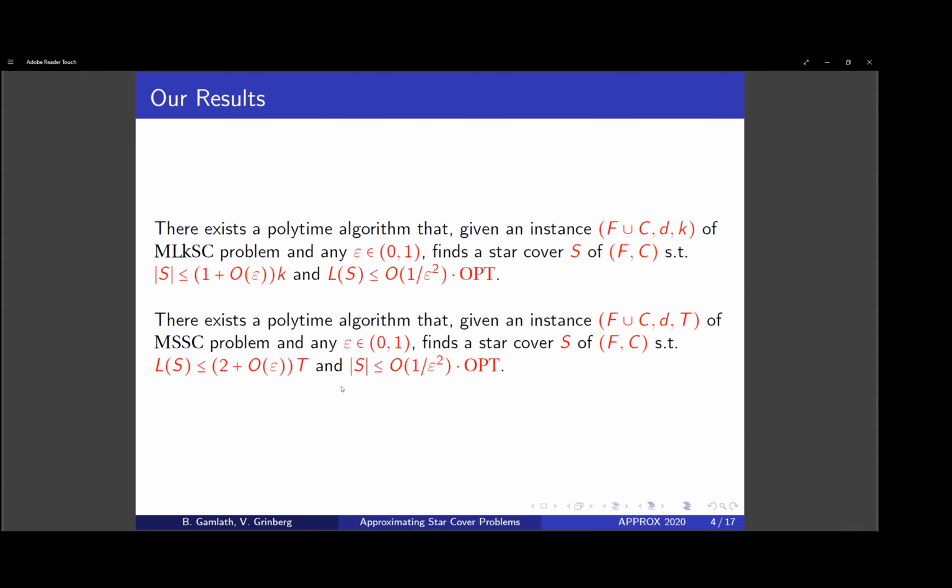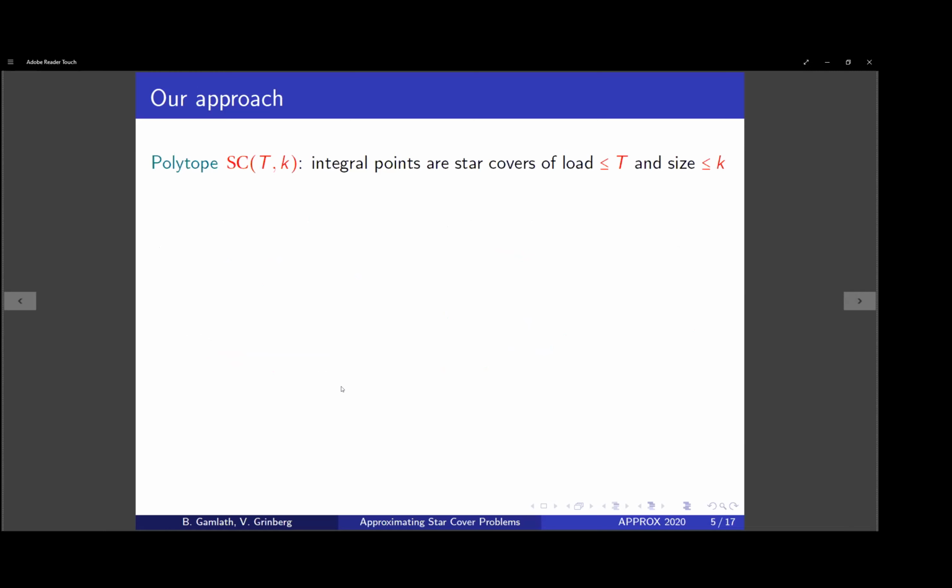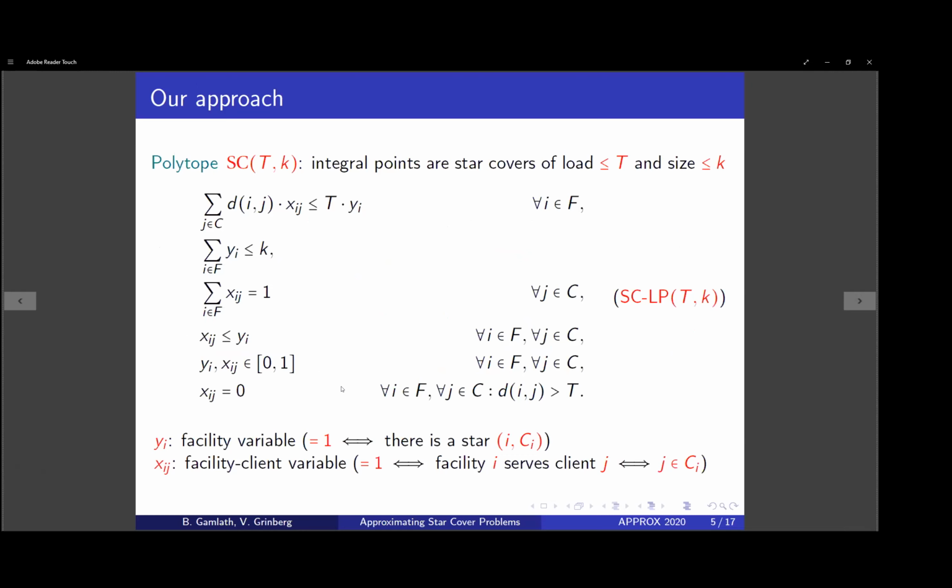So we'll focus on, I'll try to give you a brief overview of the first result, if I have time, of course. Our approach is based on linear programming rounding. Let's consider a standard linear programming formulation of the minimum size, minimum load k-star cover problem. Basically, this is a polytope whose points are star covers of load at most t and size at most k. I think the constraints are quite clear.